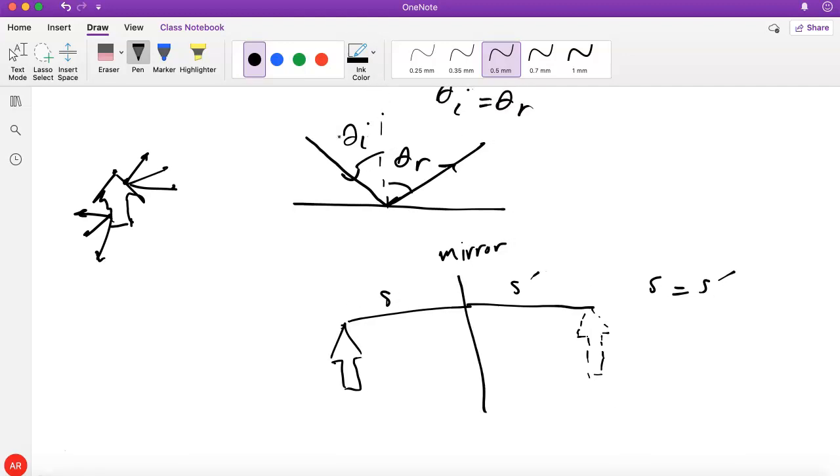If the angles are the same, so consider one particular ray going this way getting reflected. If these angles are the same, all these rays, if you trace them back behind the mirror, it looks like they're coming from the image of that point. And that's true for every point belonging to this object.